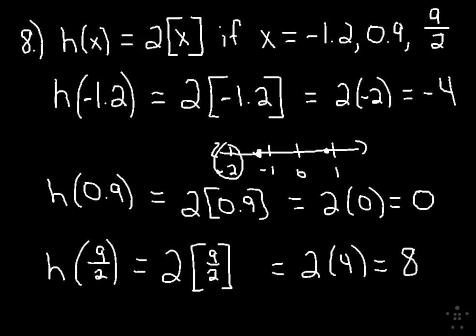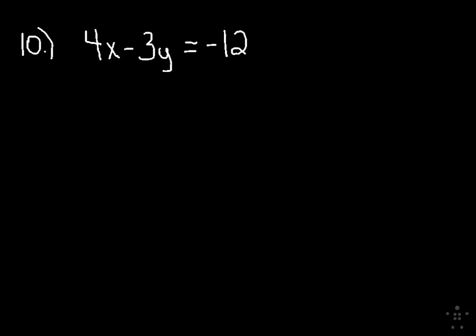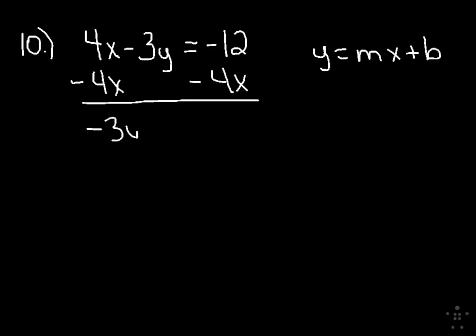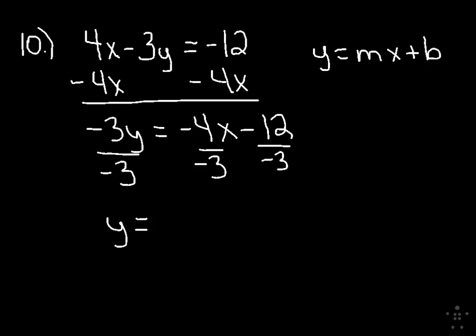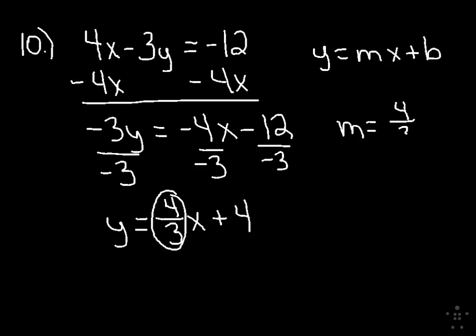Moving on to question number 10. It says find the slope and the x and y intercepts of each graph. So in order to find the slope of this equation, I want to put it in this form, y equals mx plus b, where m is my slope. So if I want to do this, let's solve for y. So I get negative 3y is equal to negative 4x minus 12. Divide everything by negative 3. And so y is equal to negative divided by negative is positive 4/3 x plus 4. And what I really need is this number right here. So my slope is going to be 4/3.